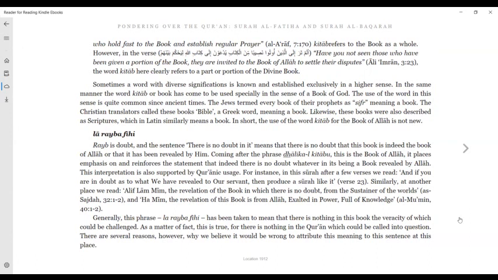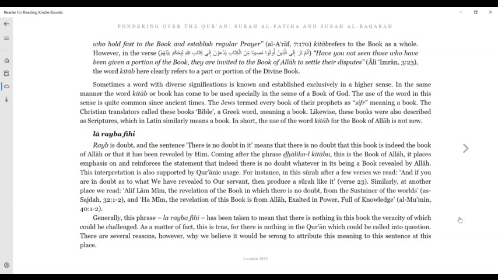Surah Al-Imran, chapter 3, verse 23. The word kitab here clearly refers to a part or portion of the divine book. Sometimes a word with diverse significations is known and established exclusively in a higher sense. In the same manner, the word kitab or book has come to be used especially in the sense of a book of God.